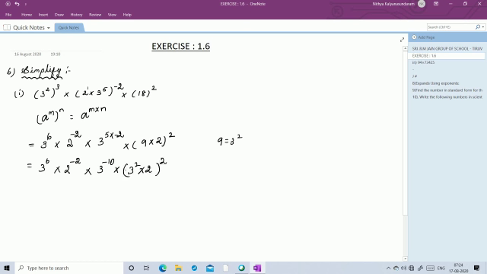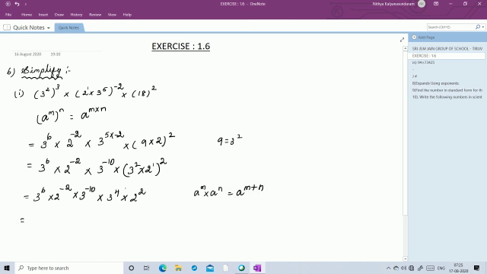Again we want to remove the bracket. After the bracket we have the power, so that power you can multiply inside. 3⁶ into 2^(-2) into 3^(-10) multiply 3^(2×2), 2 2s are 4, 3⁴. Then if there is no power, consider it as 1. 1 into 2 is 2, so 2².